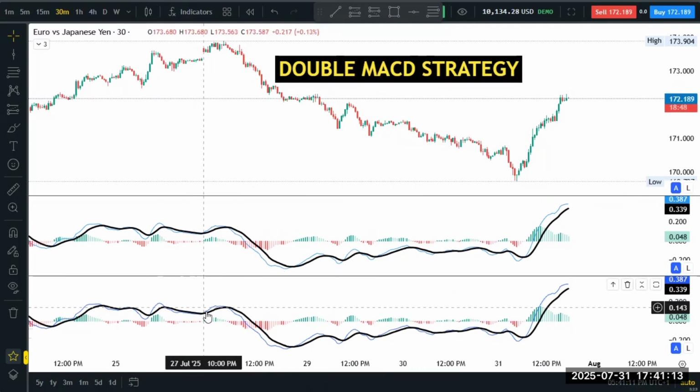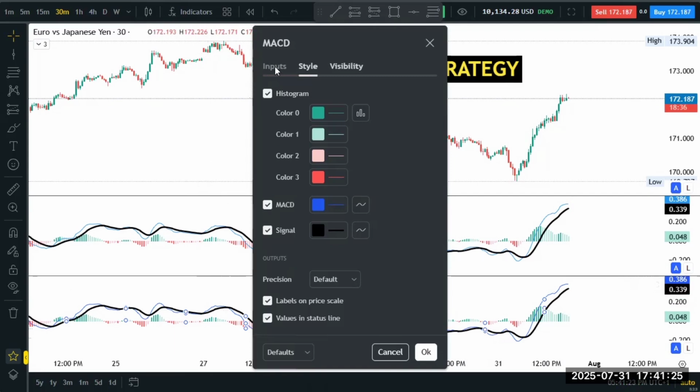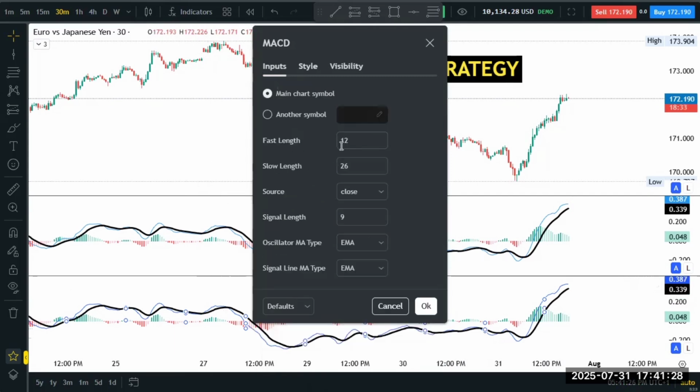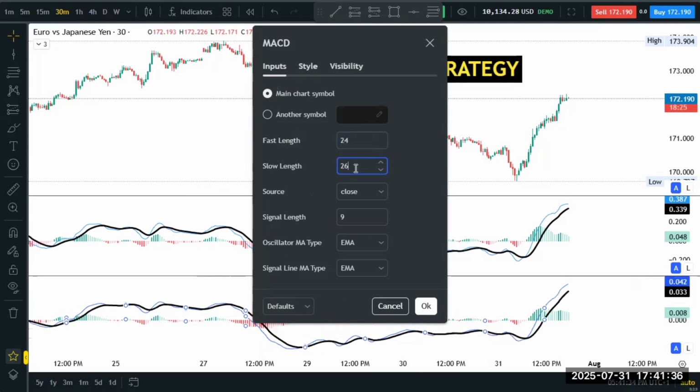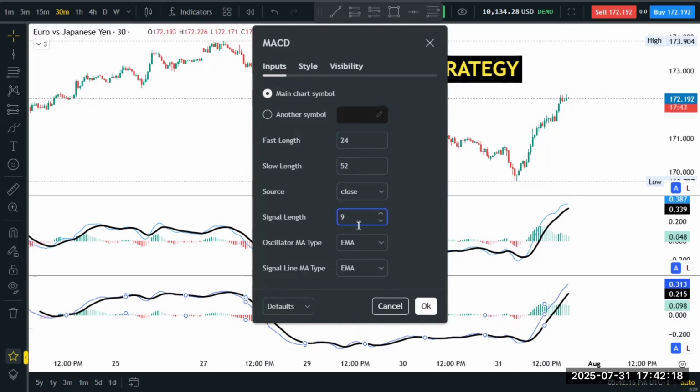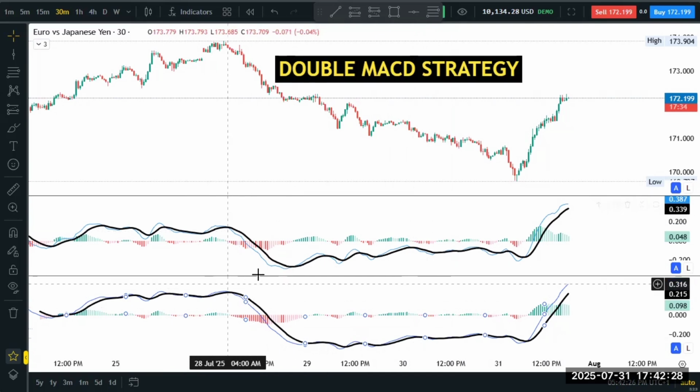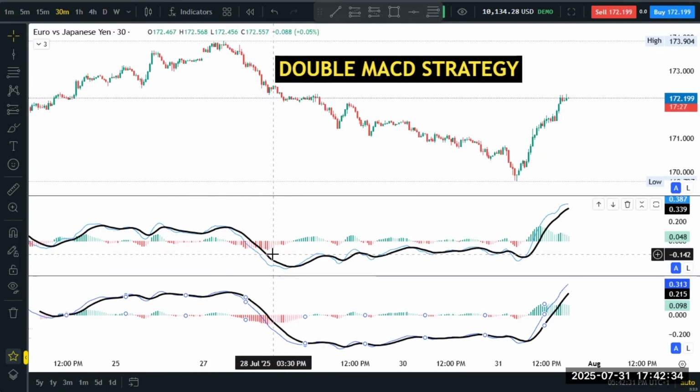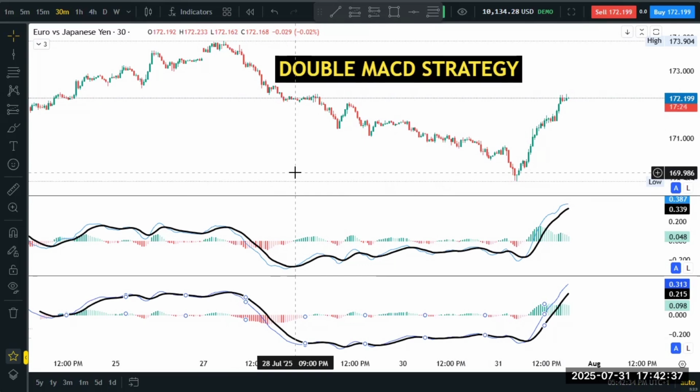If you've done this, now we need to go to the settings for the fast length and the slow length of the second MACD. So let me double click again. Go to your inputs. Under your inputs, we are going to change the fast length to 24, and the slow length to 52. We will leave the signal length at 9. Every other thing is constant, so we click on OK. Now we have edited the settings correctly. It's left for us now to begin taking our trades.